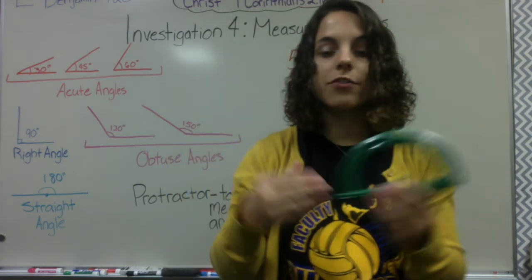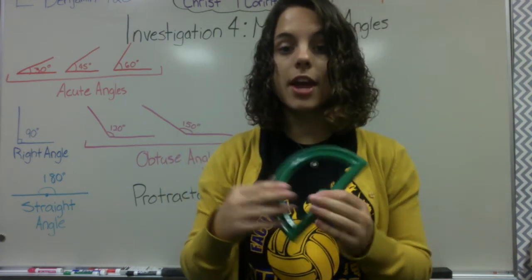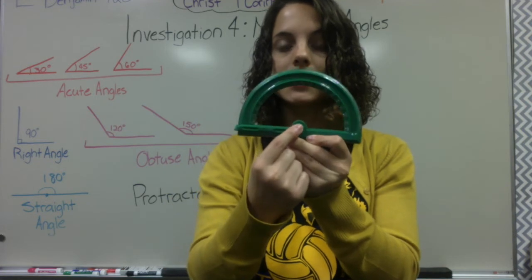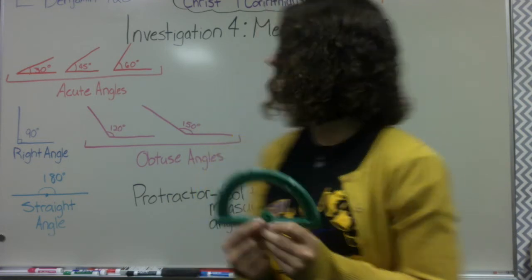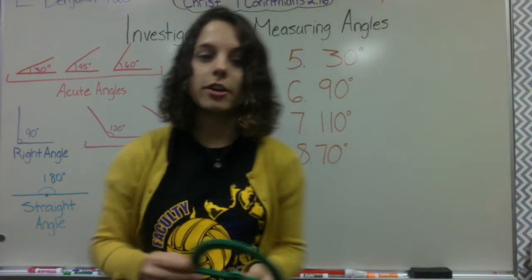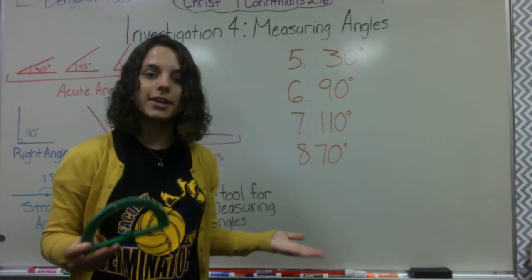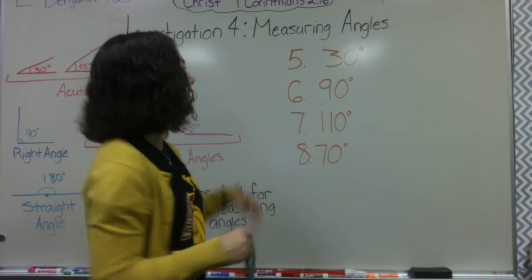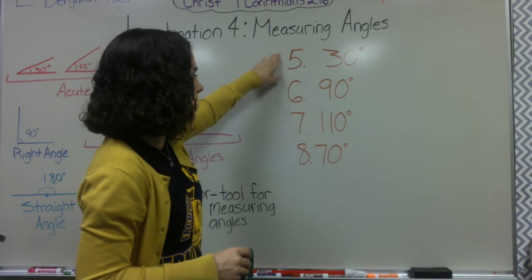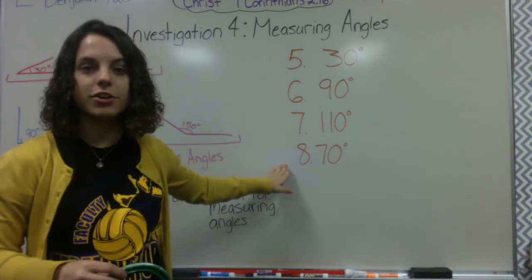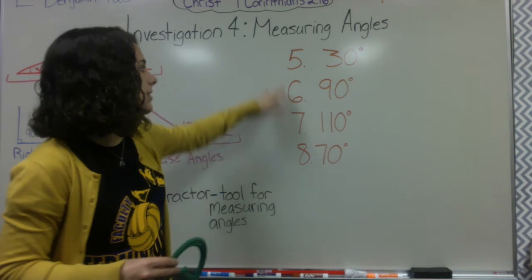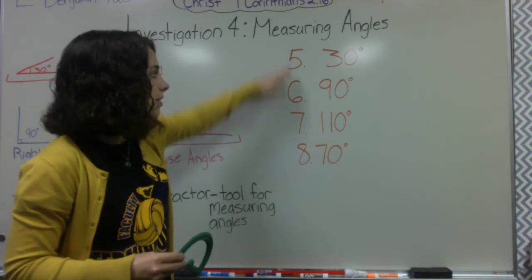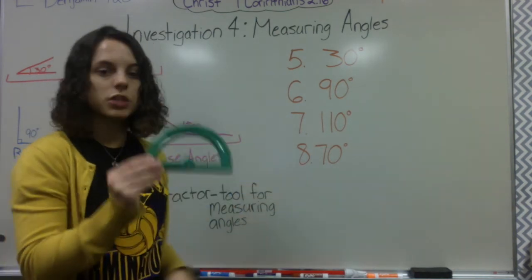So where the vertex, or where the corner is of the angle, that's where it needs to be, in the center. Otherwise, it will measure incorrectly. So I'm going to show you how to do this, and we'll of course practice more in class and get some hands-on activity. But if you have these problems right here, which are all in your investigation 4, you need to draw an angle that meets these measurements using your protractor.